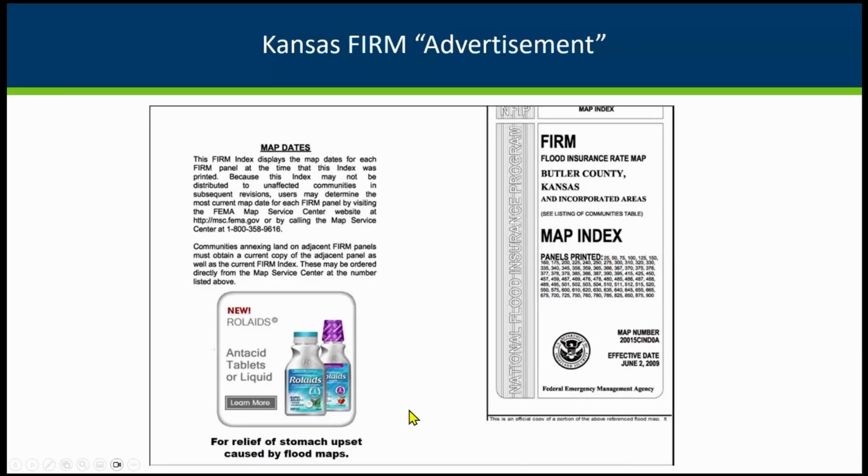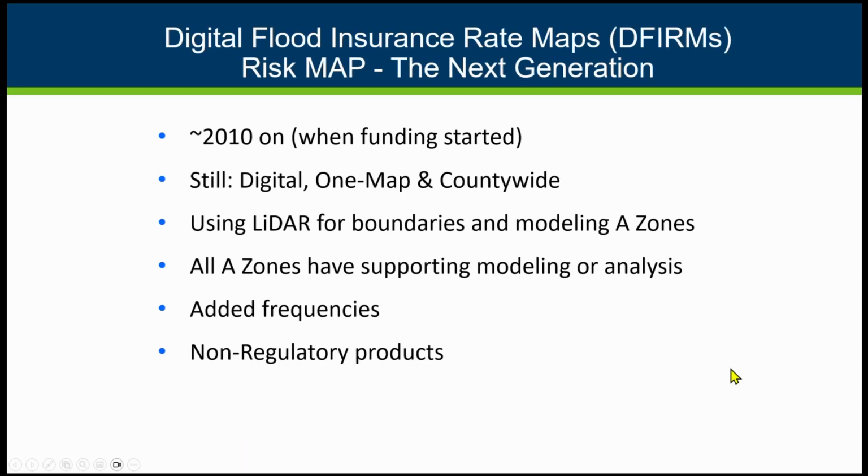And this was a little thing that Kansas provided to us. It's a joke, but noting that sometimes the FEMA maps can give you problems, and they noted an advertisement for Rolaids here.